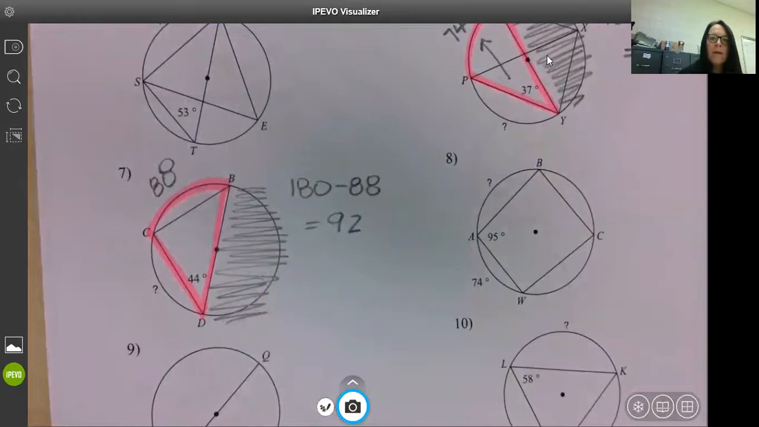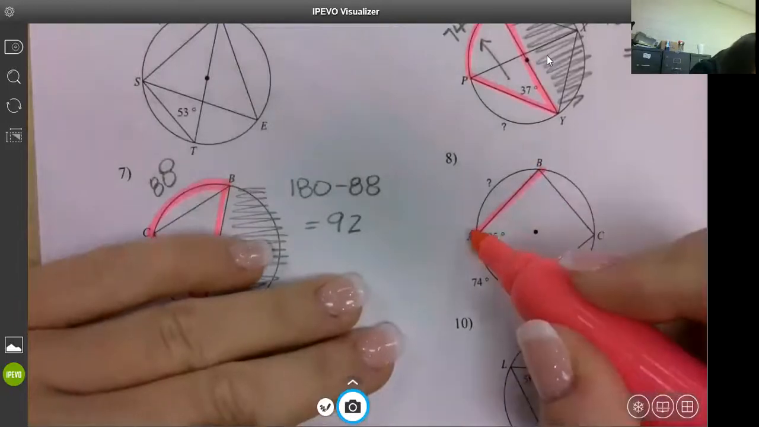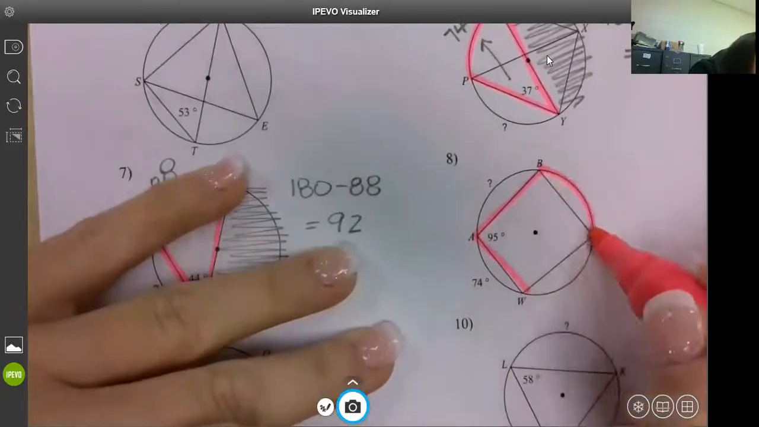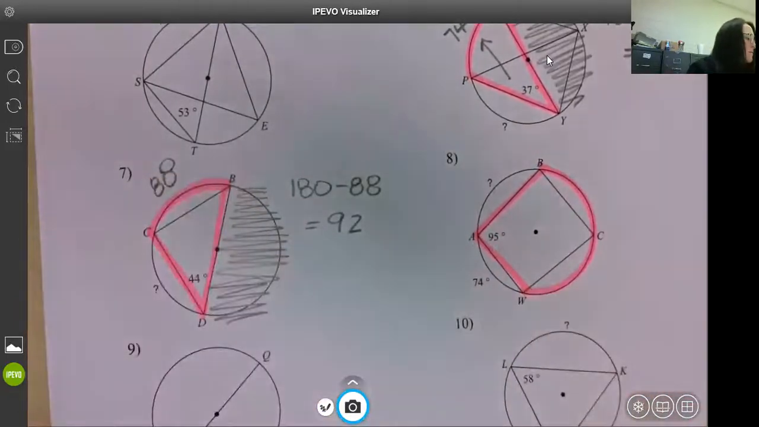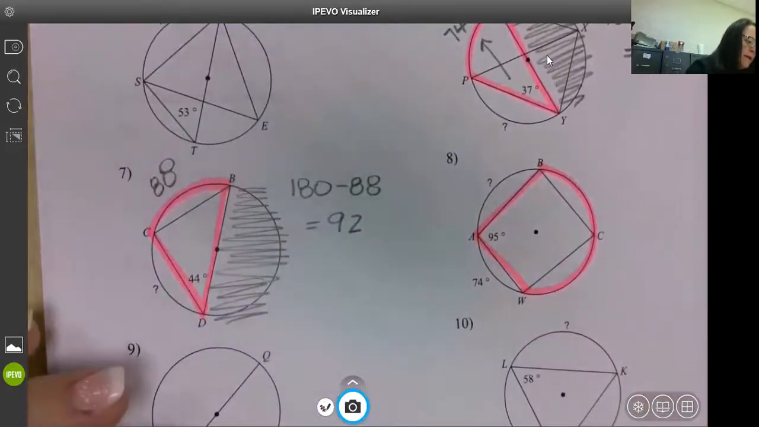Okay. So what about this next one? How do we work it out? So it already tells you right here everything that you need to know. This 95 will tell you this arc. So we multiply 95 times 2, and we get 190.